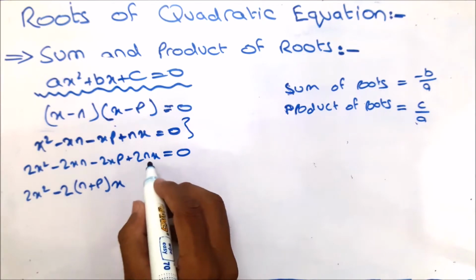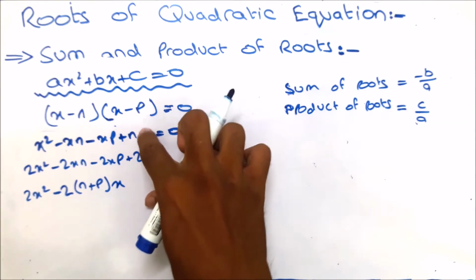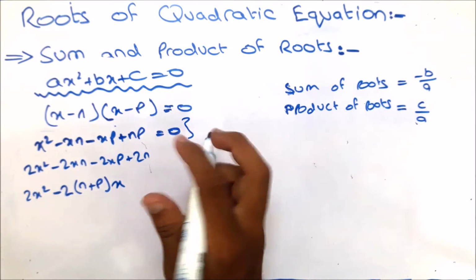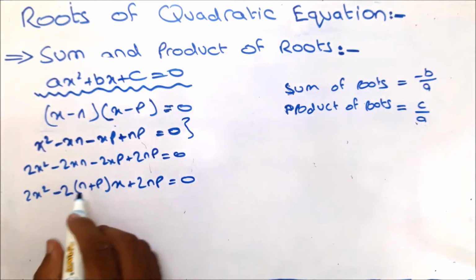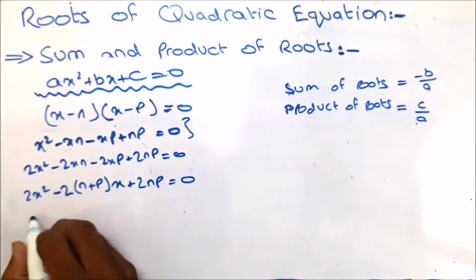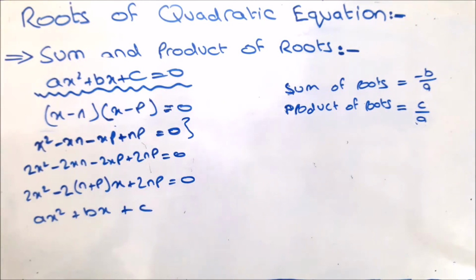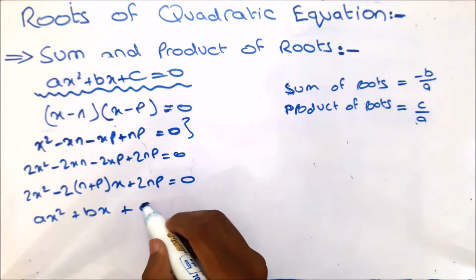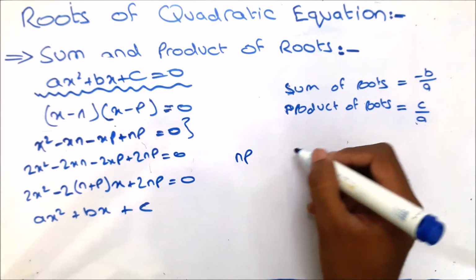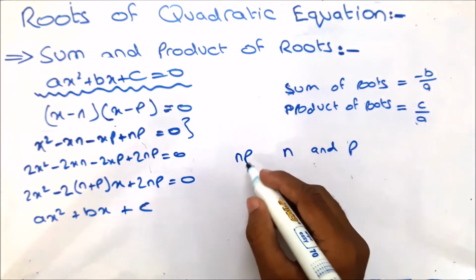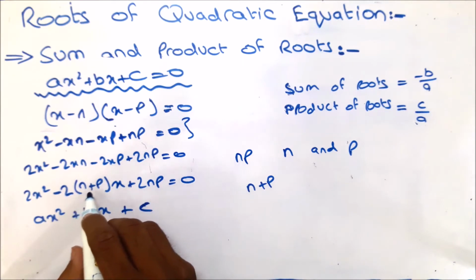Okay, I just missed one thing in the above two equations. It's plus 2np equal to 0. When you see it this way, this corresponds to the standard quadratic equation, ax squared plus bx plus c. So when we connect these, what's the product of roots? The product of roots is np, because we have our roots as n and p. The sum of roots is n plus p. Where do we have np and n plus p? Here we have np and here we have n plus p.